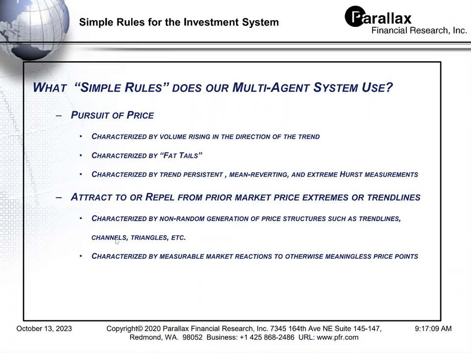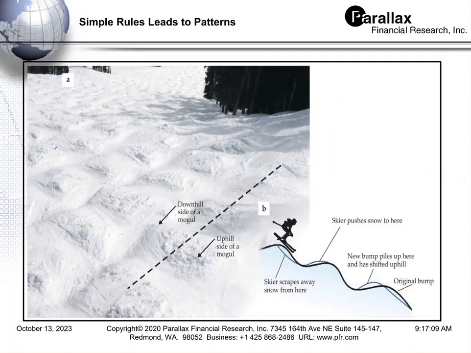So the simple rules we talked about in the first slide, the pursuit of price and the attraction and repulsion from prior market extremes, are the simple rules that agents would follow, and doing their own thing, they tend to create an emergence of geometry.